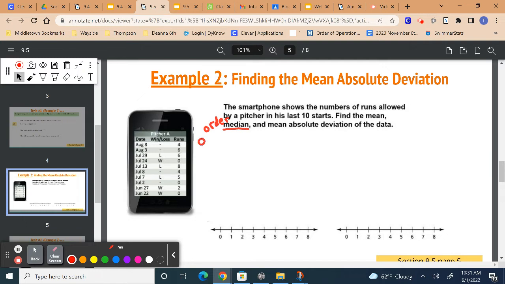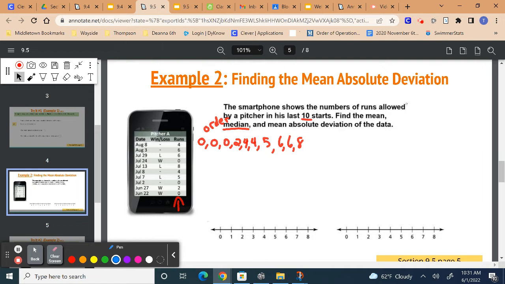So here's all your data sets right here. We have 0, I think we have 3 zeros. And then we have a 2, a 4, a 4, a 5, a 6, and an 8. So we should have 1, 2, 3, 4, 5, 6, 7, 8, 9, 10. It says we have 10. Perfect.